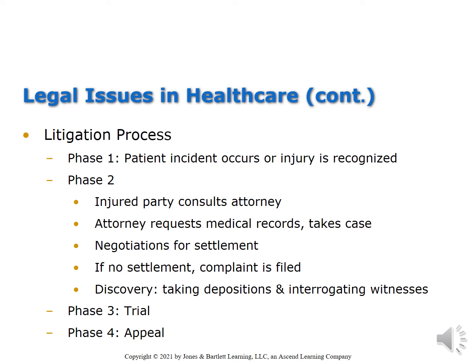Malpractice litigation involves the following 4 phases. Phase 1 begins when an alleged patient incident occurs or the patient becomes aware of a prior possible injury. Phase 2 is a little more complicated. It begins when the injured party or family member consults an attorney. The attorney requests, obtains, and reviews copies of the medical records involved and decides whether to take the case. If the attorney thinks the malpractice has occurred and takes the case, an attempt to negotiate a settlement is made.